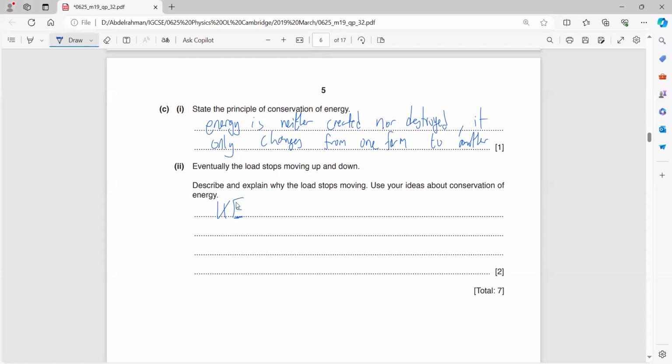Okay. Kinetic energy in the spring was lost to the surroundings as thermal energy, as heat energy. Okay. Nice.